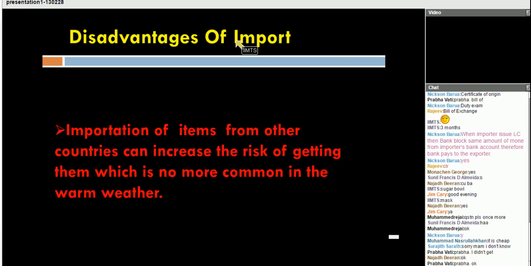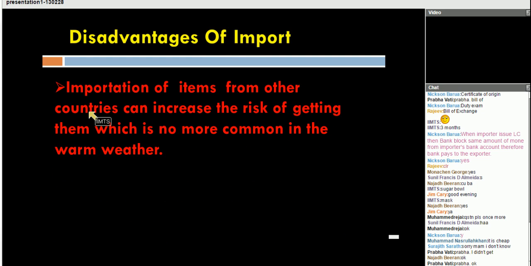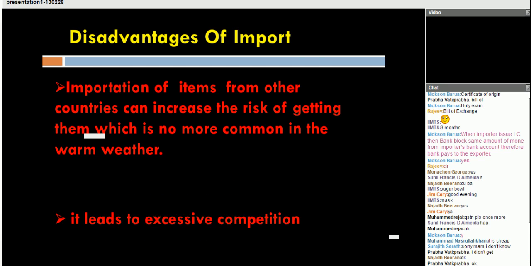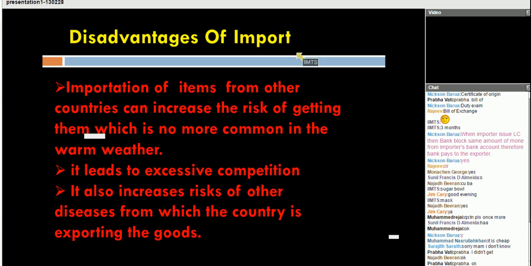Now, what are the disadvantages of importing? First, importation of items from other countries can increase the risk of pests, which is more common in the warm weather. But this is a very specific reason. It's not a general disadvantage. We can say this is a genuine reason. It leads to excessive competition. It also increases the risk of diseases from the country from which we are importing the goods.